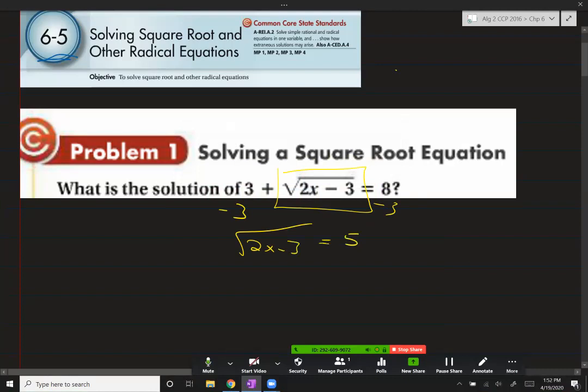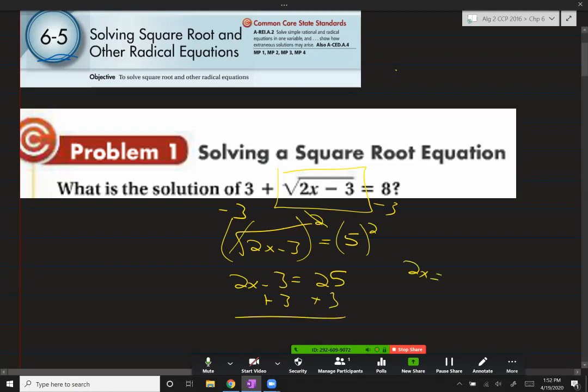It equals 5. The next thing we're going to do is get rid of our square root. You guys have been through this so many times. It might seem like, what are we doing? This seems like something we've already done, and it is. So the square and the square root cancel each other out. 2x minus 3, 5 times 5 is 25, right? That's how we square. You're going to add your 3 over now.